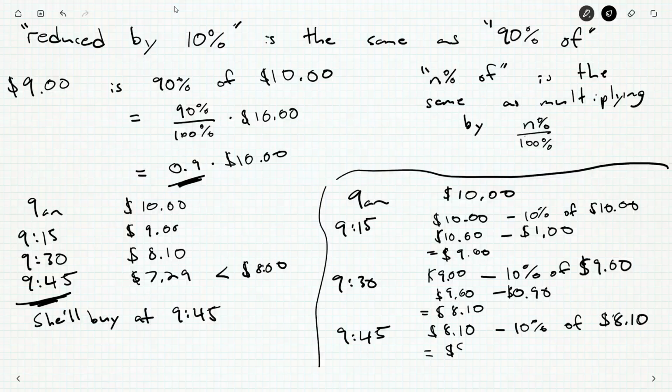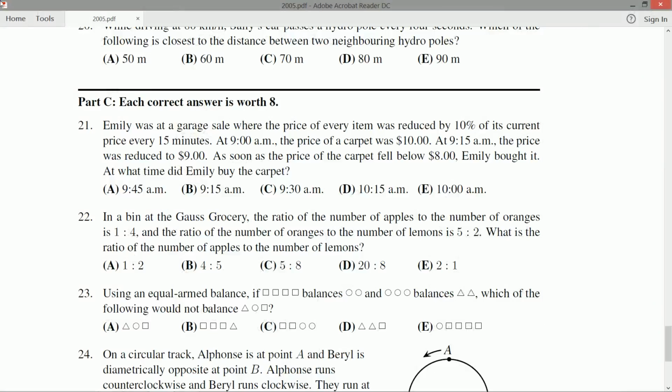So that would be 8.10 minus, well, what's 10% of that? You just shift the decimal place by 1. And you come out to 7.29. So either way, it's 9:45. I'm pretty sure that was A, but let's go back and double check. Yep, A, 9:45. And that does it.